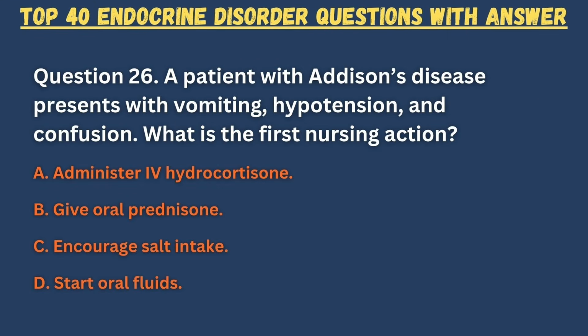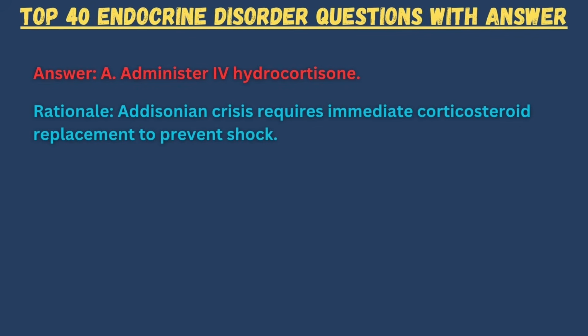Question 26. A patient with Addison's disease presents with vomiting, hypotension, and confusion. What is the first nursing action? A. Administer IV hydrocortisone. B. Give oral prednisone. C. Encourage salt intake. D. Start oral fluids. Answer: A. Administer IV hydrocortisone. Rationale: Addisonian crisis requires immediate corticosteroid replacement to prevent shock.